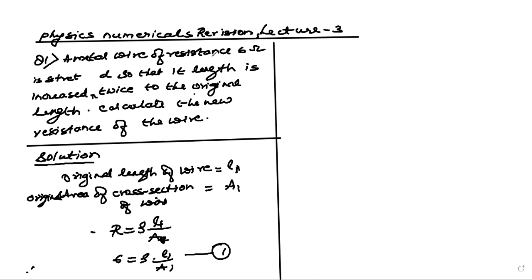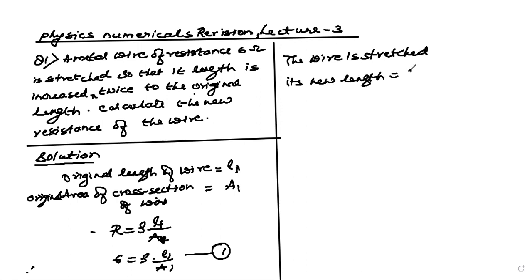Now listen here, what they are saying. The wire is stretched so that its length is increased to twice the original length. Therefore, its new length is twice the original length, it becomes 2L1. So naturally, since the wire is stretched, the length is doubled.